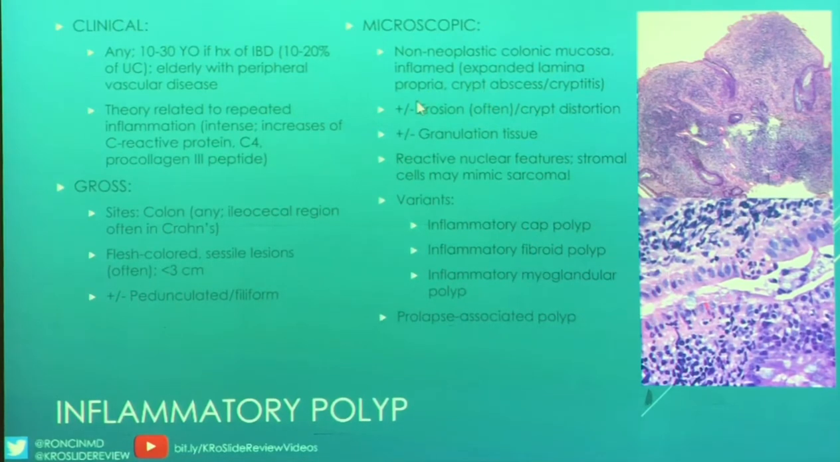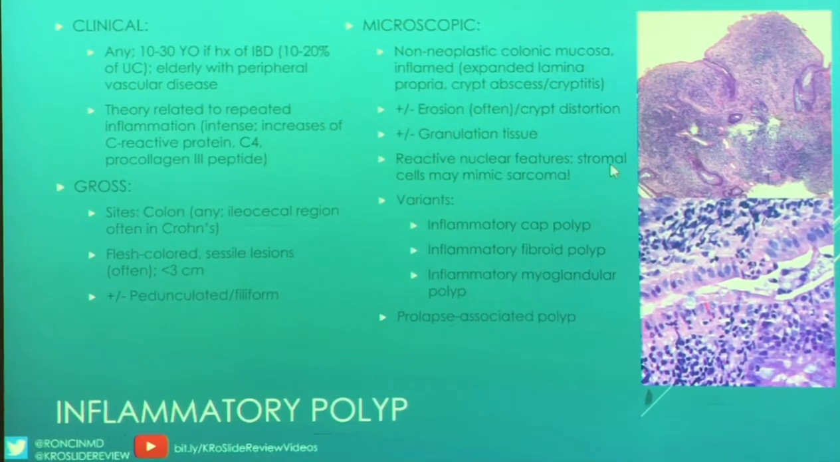You can have surface erosion, which again would be accompanied by granulation tissue. And because there's erosion and granulation tissue and all this inflammatory stuff and it's edematous, you can get some crypt distortion, okay? The cells themselves will look very reactive. You may see prominent nucleoli, but the chromatin should be clear. You shouldn't have hyperchromatic cells.